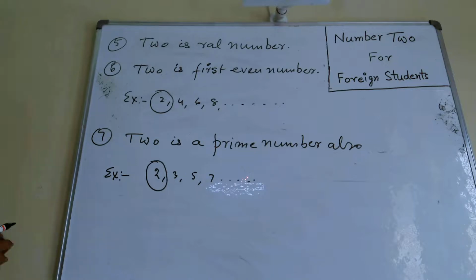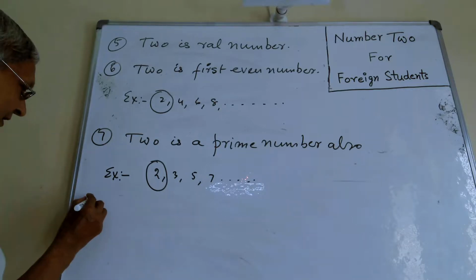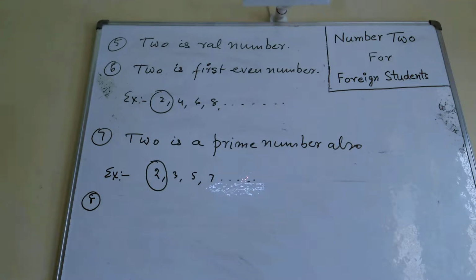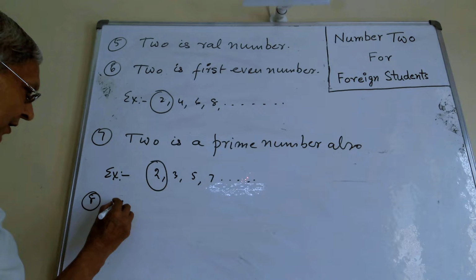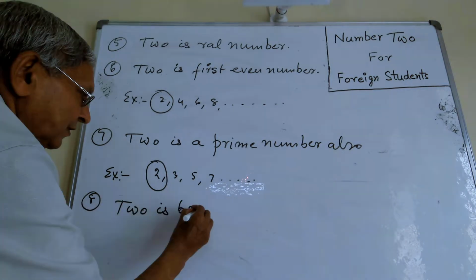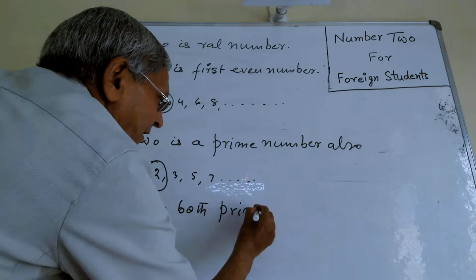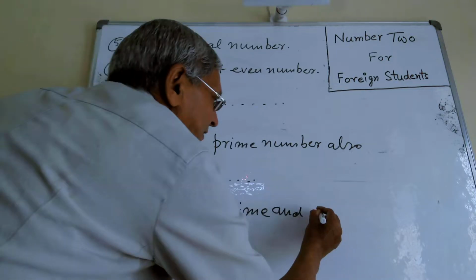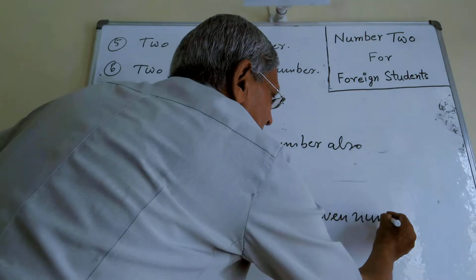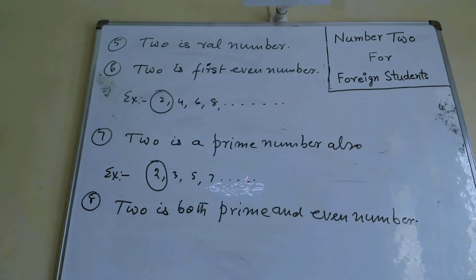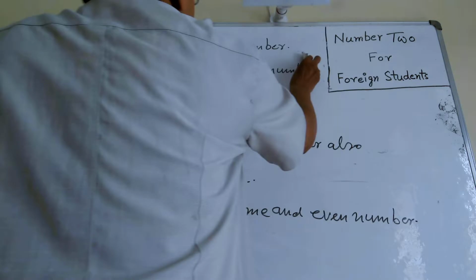Remember this. Eighth property. What is the eighth property? In the eighth property, 2 is both a prime and an even number. 2 is both prime and even number. And one thing I want to tell you, my dear student, 2 is a very useful number. And in the ninth property, I want to tell you about 2, a most important factor of these two.